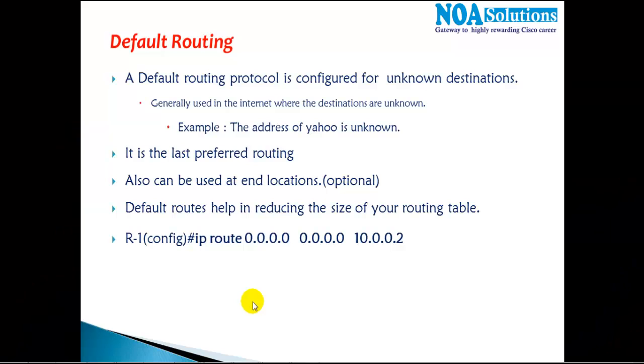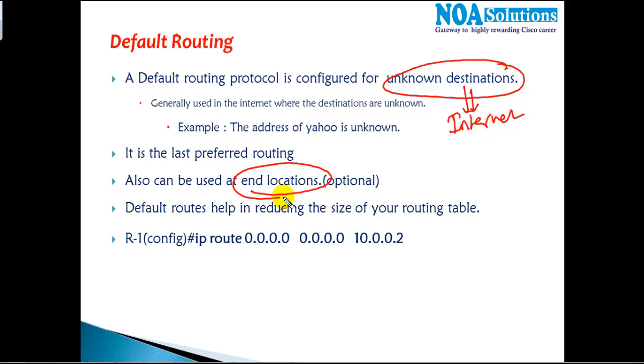Okay, now in this section we'll see how to configure the default routing and when and where exactly we use default routing. Now default routing is used in two scenarios, and the first scenario is for unknown destinations. So if you want to route any packet to any unknown destinations like internet, we use default routing, and also it can be used at the end locations. So there are two scenarios where default routing is used. Let's try to get into more detail on these two scenarios.